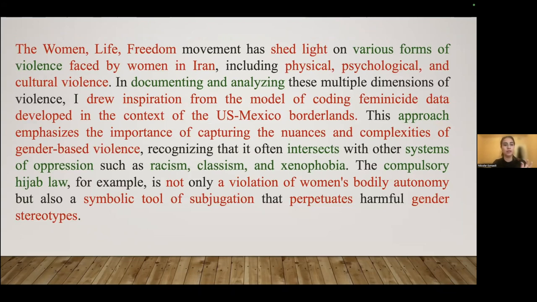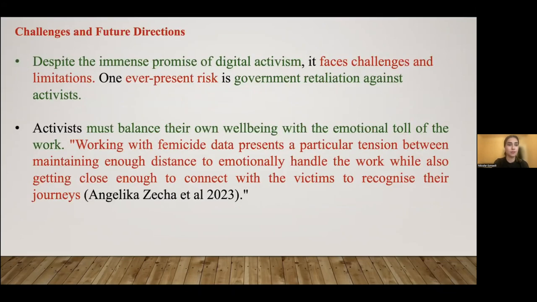In documenting and analyzing these multiple dimensions of violence, I drew inspiration from the model of coding feminicide data developed in the context of the US-Mexico borderlands. This approach emphasizes the importance of capturing the nuances and complexities of gender-based violence and recognizing that it intersects with other systems of oppression, such as racism, classism, and xenophobia. The compulsory hijab law, for example, is not only a violation of women's bodily autonomy, but also a symbolic tool of subjugation that perpetuates harmful gender stereotypes.